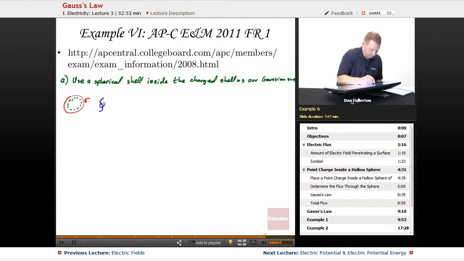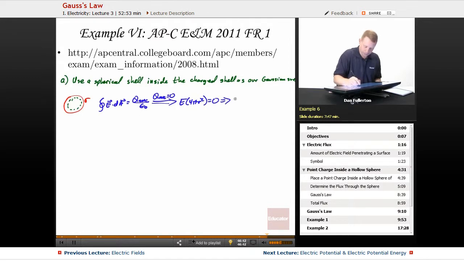The integral over the closed surface, E dot dA, equals Q enclosed over epsilon naught. And the Q enclosed inside there is 0. So since Q enclosed equals 0, we can say that E times the area, 4 pi r squared, equals 0. Therefore, E equals 0. Nice, quick proof. Done.